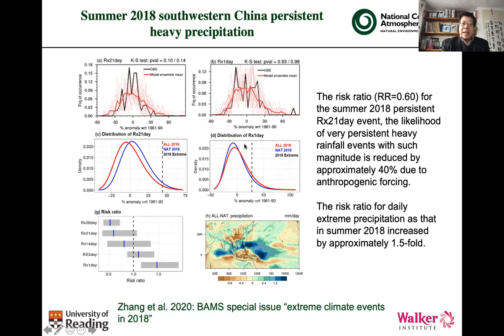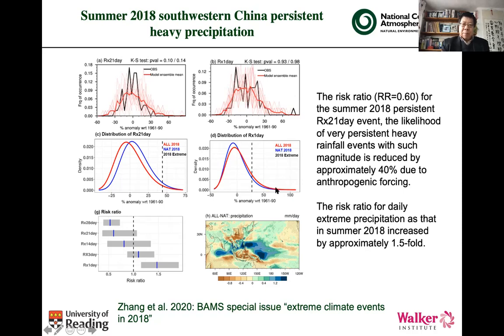And here is the PDF distribution for the 1-day maximum precipitation. In contrast to the 21-day maximum precipitation, for the 1-day maximum precipitation the PDF shifts to the right, indicating that human influence led to an increase in the probability of 1-day precipitation. In fact, for the 2018 1-day maximum precipitation, the probability increased by 1.5-fold.